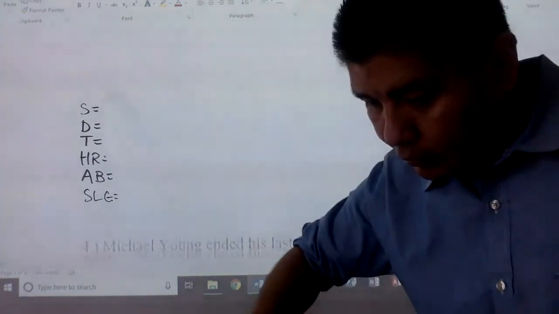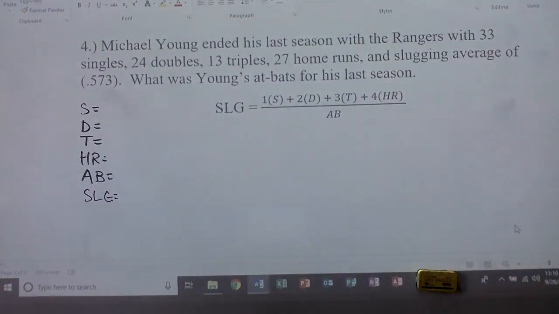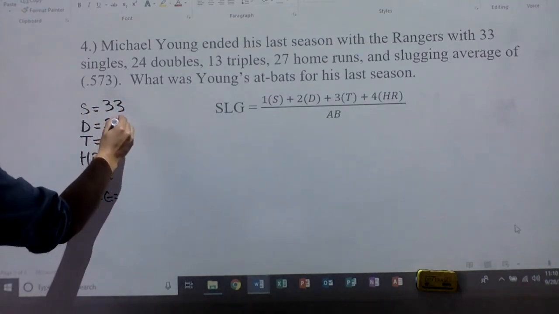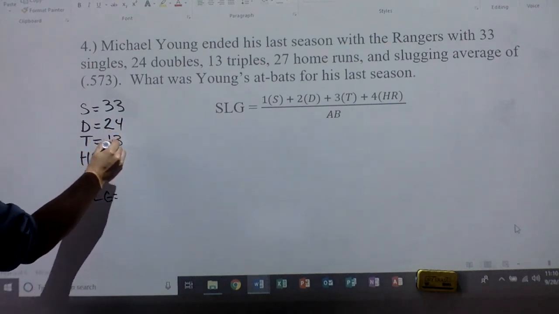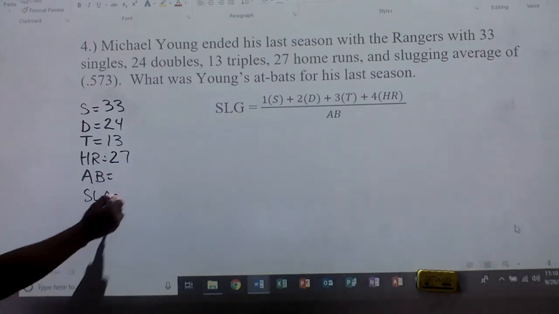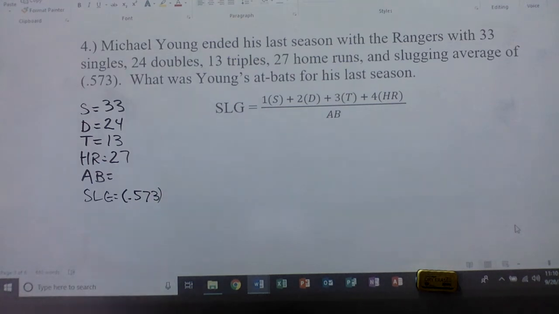Not that one. This one. Same thing. Use the list to figure out what I gotta solve. Michael Young ended his last season with the Rangers with 33 singles, 24 doubles, 13 triples, home runs, 27, and a slugging average of .573. What is Young's at bats? I don't know what this thing is. So that's what we're gonna try to solve for this problem.